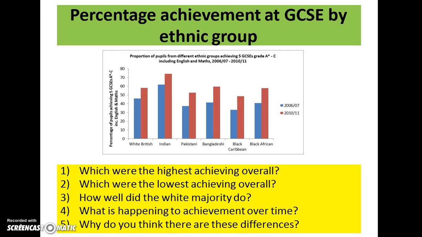And I want you to start thinking about why there are these differences. So for instance, why might an Indian student achieve differently from a black Caribbean student? Why might a white British student achieve differently from a Pakistani student?